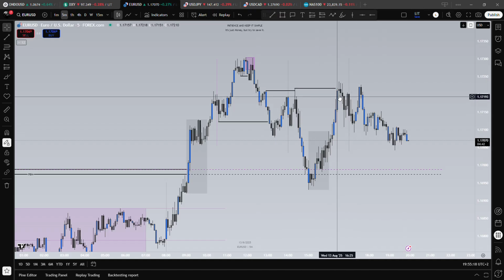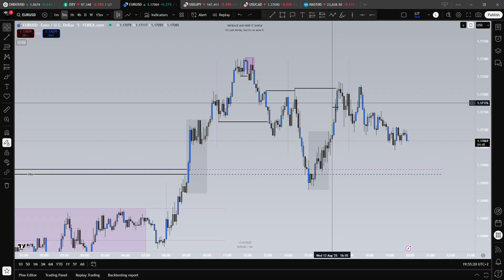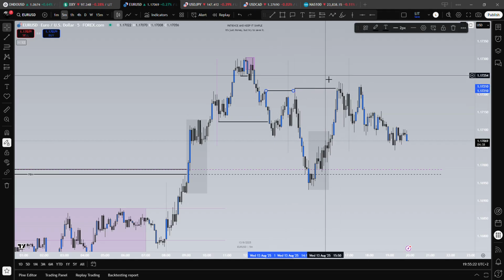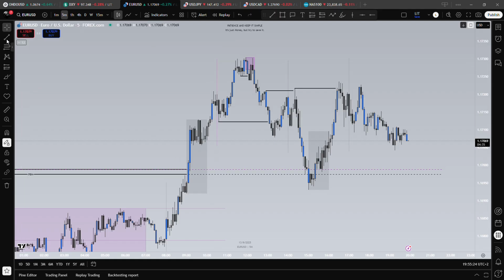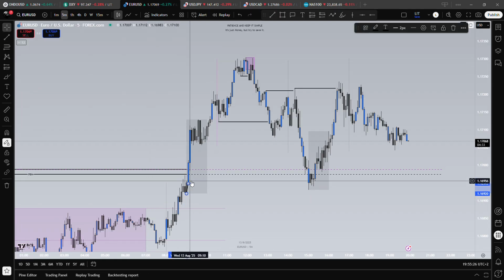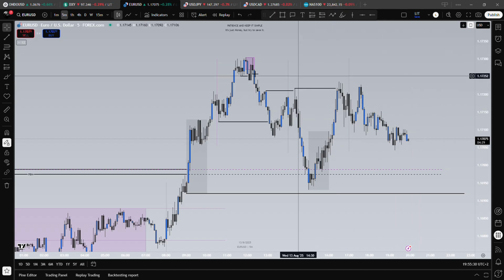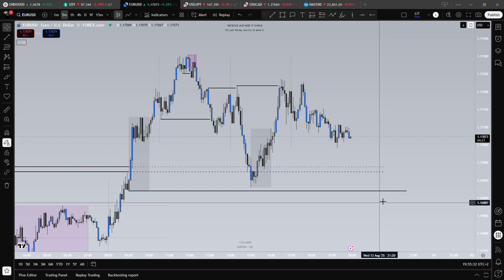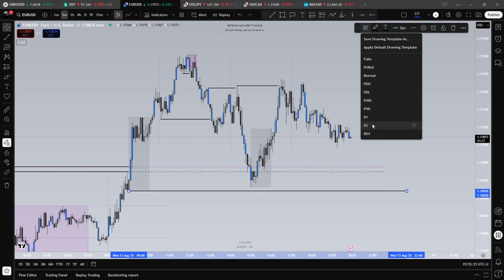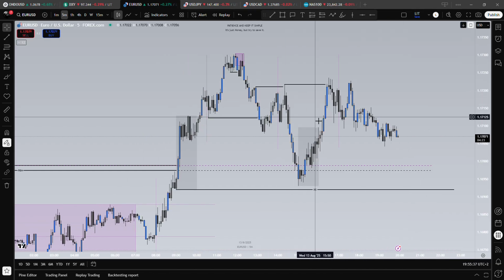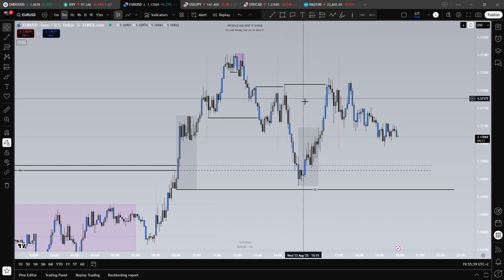After this move to the upside with strength, I don't like the wicks, but I can understand this sell here to probably come and take this, or maybe it makes another move to the upside to take the liquidity and then a movement to the downside. But yeah, it's pretty interesting.